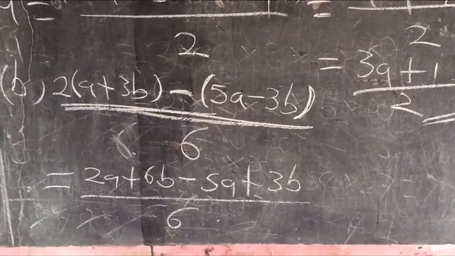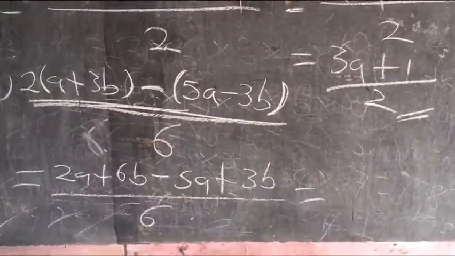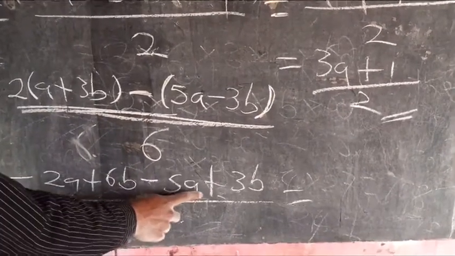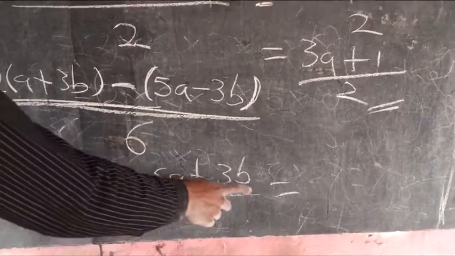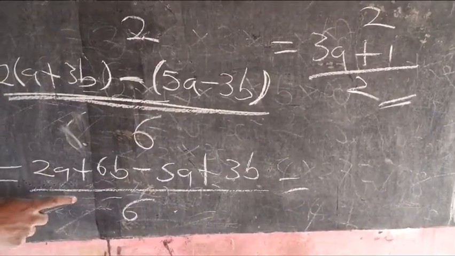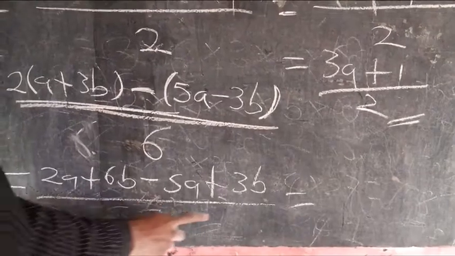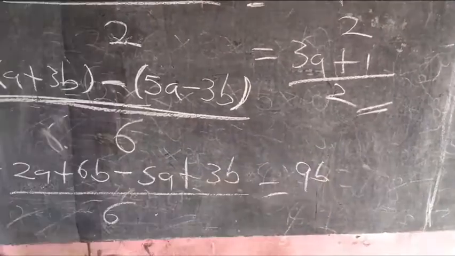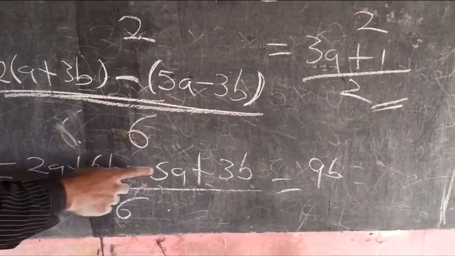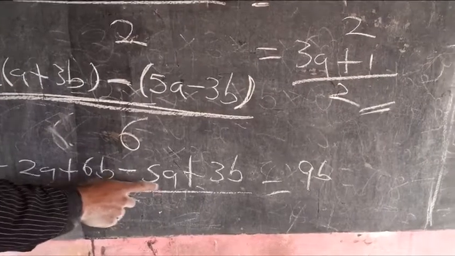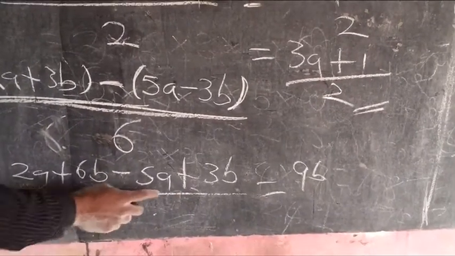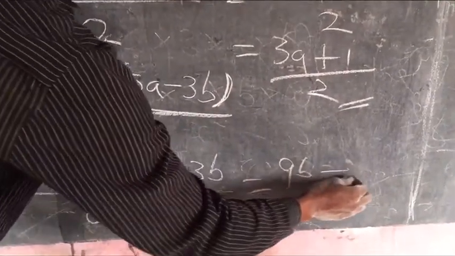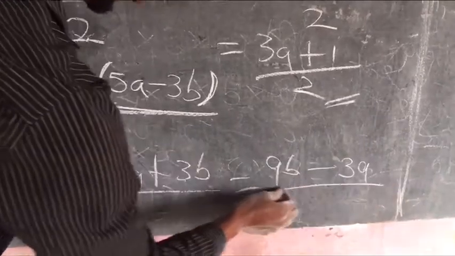Now we'll collect like terms, Abi. So I will just do a sharp. 2a now is like terms with 5a. 6b now is like terms with 3b. So we'll pick the positive one. 6b plus 3b will give me 9b. And then 2a minus 5a. So if I owe 5 naira and I can only pay 2 naira, how much will I still owe? It's 3 naira. So I will get minus 3a all over 6.